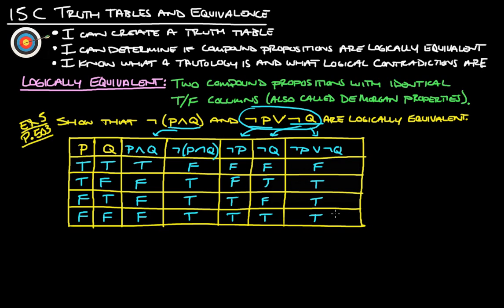All right, so we have to then figure out, is this one here logically equivalent to this? Let's change colors, make our life a little bit easier. Is this column here the same as this column here? And if you'll notice, false, true, true, true, false, true, true, true. So that means that, yes, they are logically equivalent.